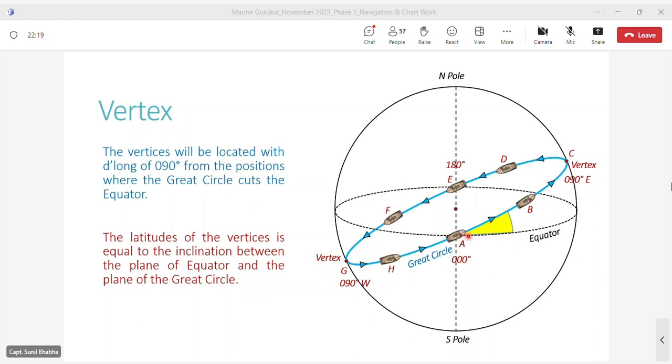You see this black dotted line is the equator and our great circle is represented by the blue color track. The angle of cut, which is represented by this yellow color angle, the angle of inclination between the equator and the great circle, gives us the latitude of the vertex.